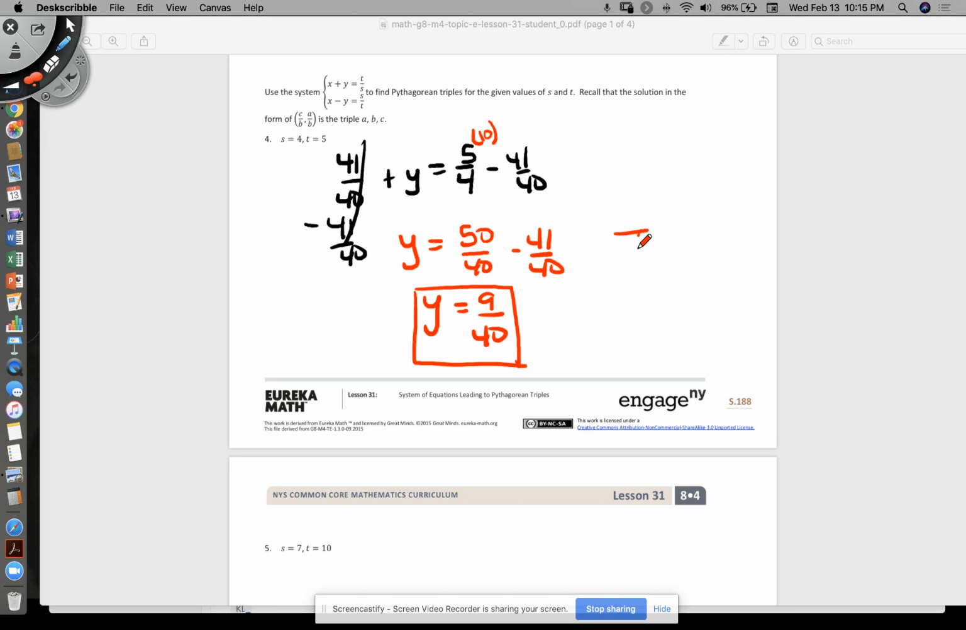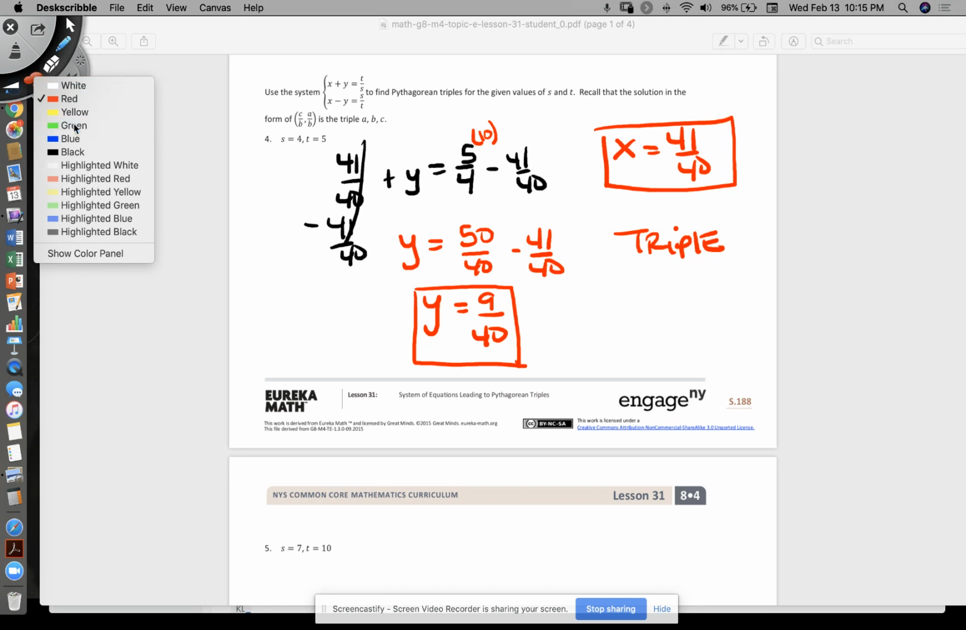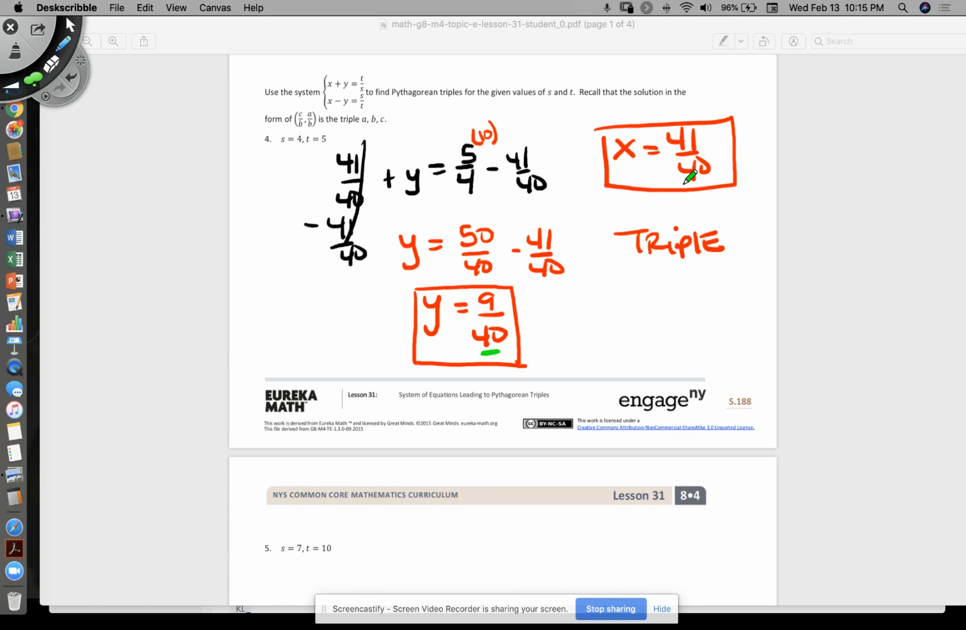So what's my triple then? If you notice, I'm just going to rewrite our x up here. My x was 41 over 40. What do they have in common? They both have the 40. You see that? They both have a 40.